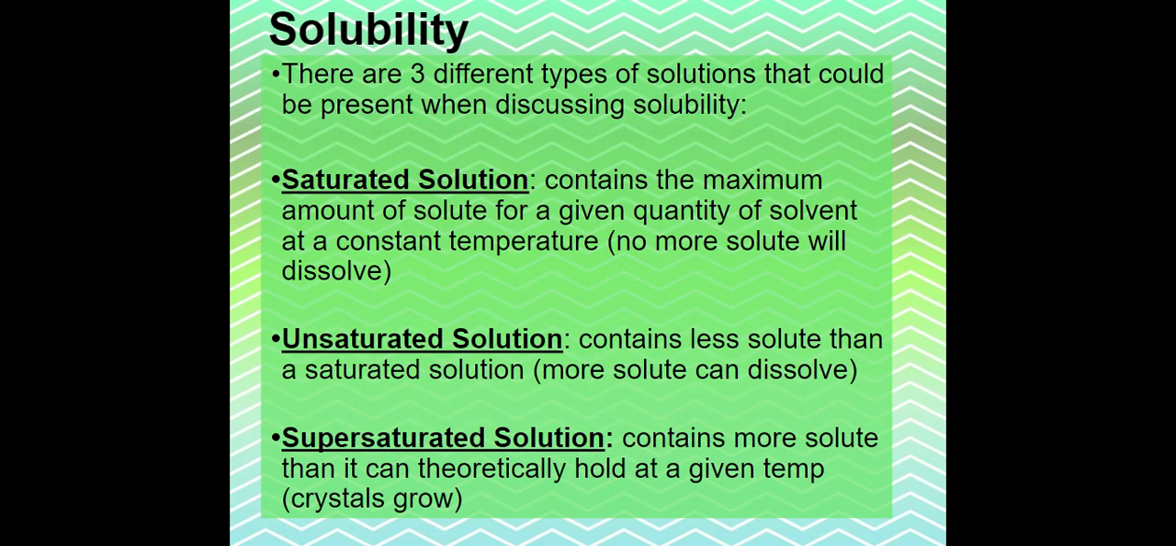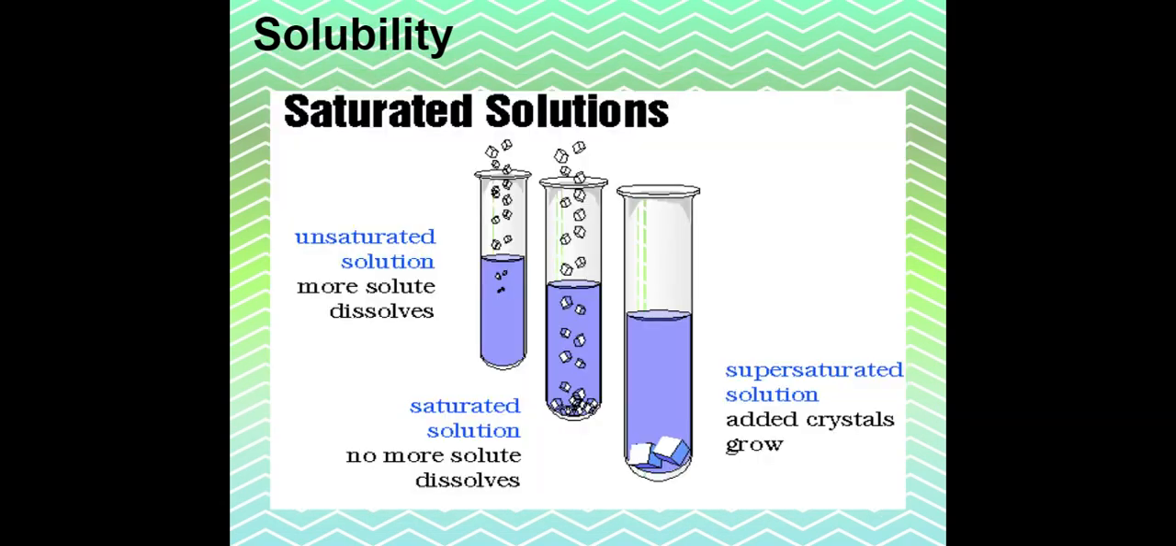And then a supersaturated solution is like papa bear's porridge. It's too hot. So you have added too much solute. So you cannot add any more than you already have because once you do that, no more is going to dissolve. It's just going to sit there. So you have a saturated solution, which is perfect. You have the unsaturated solution, which means that you can dissolve more. And then you have your supersaturated solution, which means you've added too much.